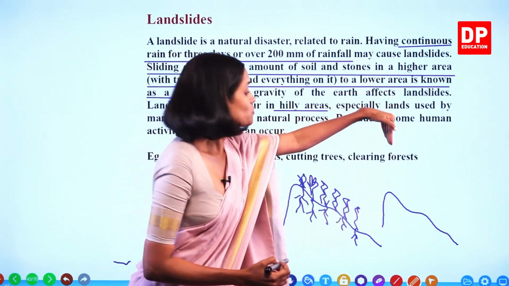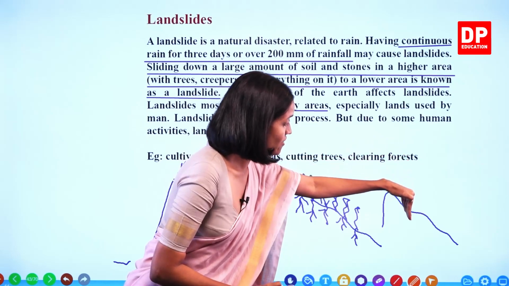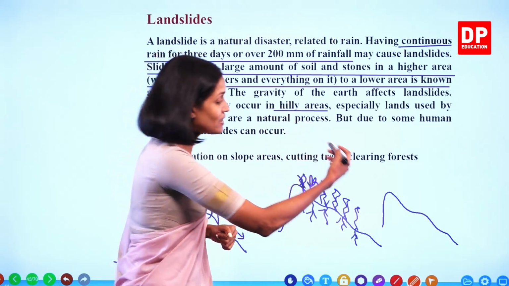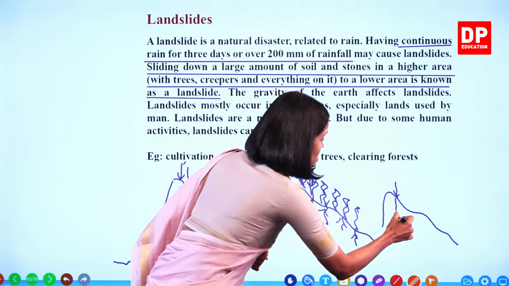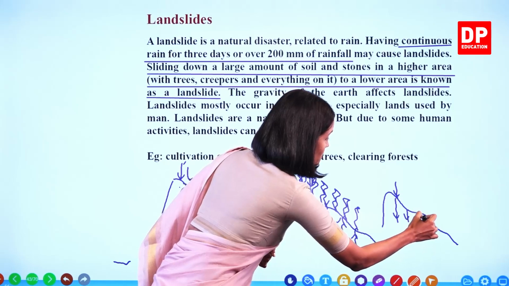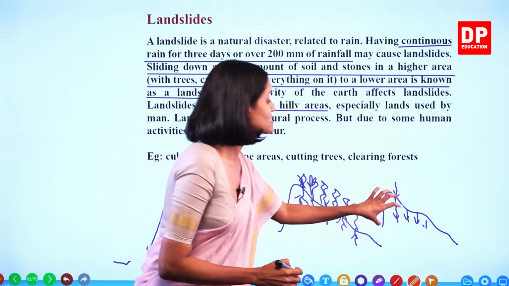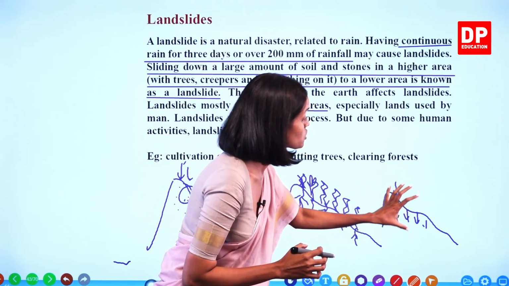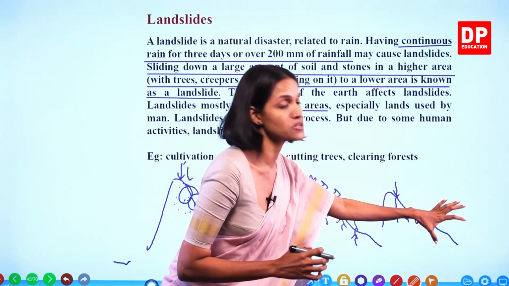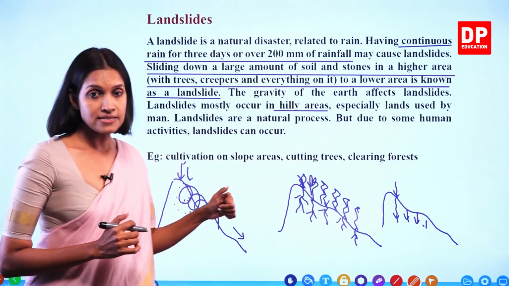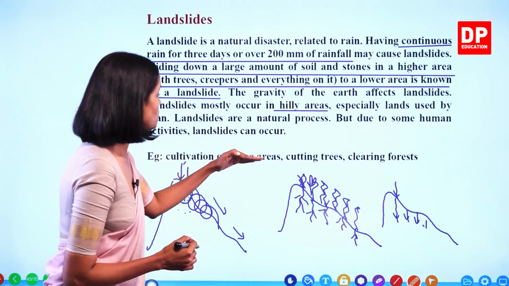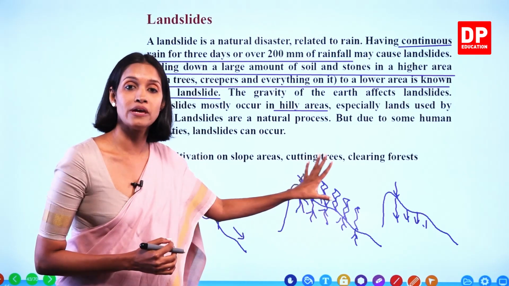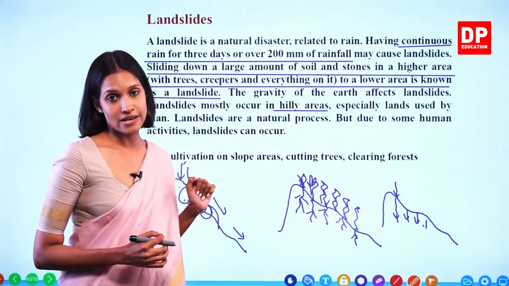Then the water directly falls on the soil, right? Falls on the ground, and if it rains heavily, what happens? The excess amount of water will be absorbed by the soil particles. So it makes the inner soil particles loosen from each other, and thereby the soil becomes loose, and finally it falls down as a landslide. Understand, children? So cultivation on slope areas, cutting trees, and clearing forests, specifically in these slope areas, can cause landslides, right?